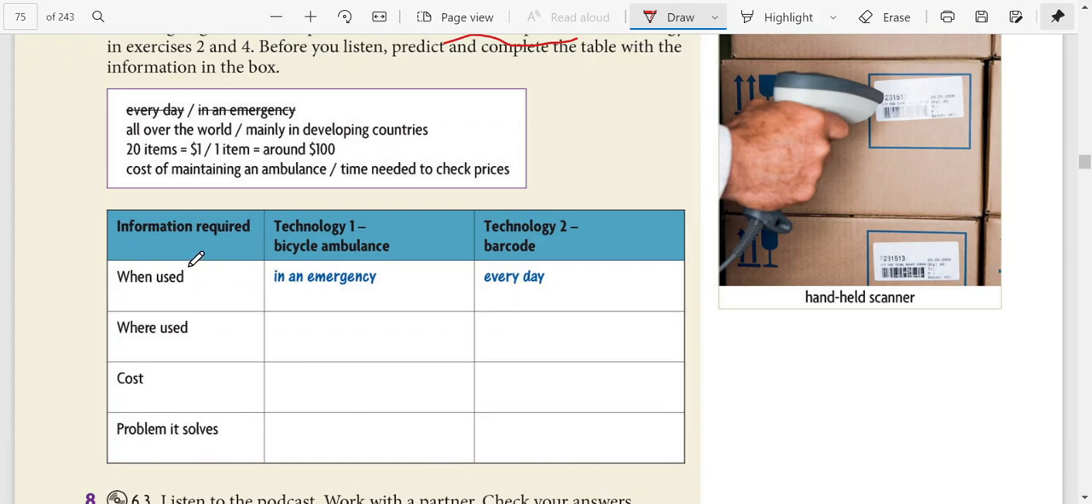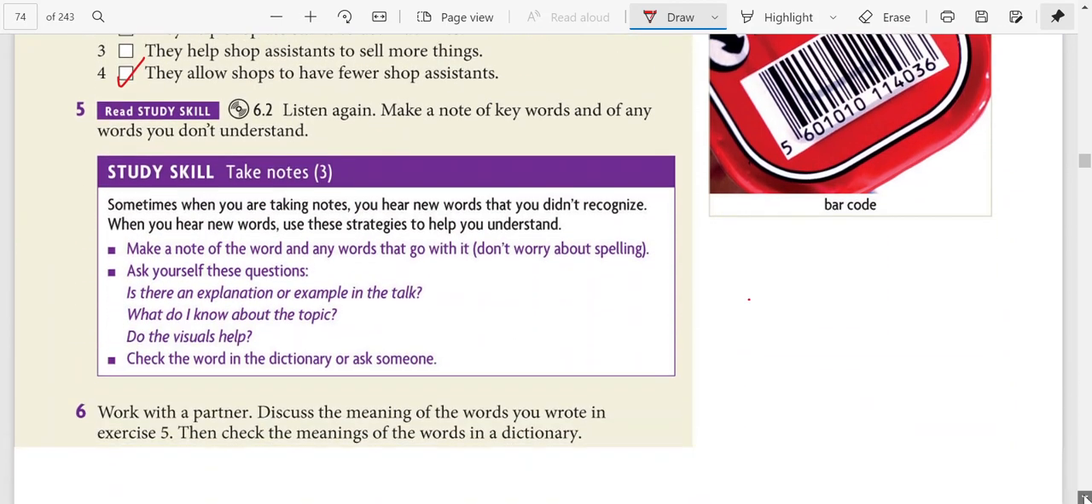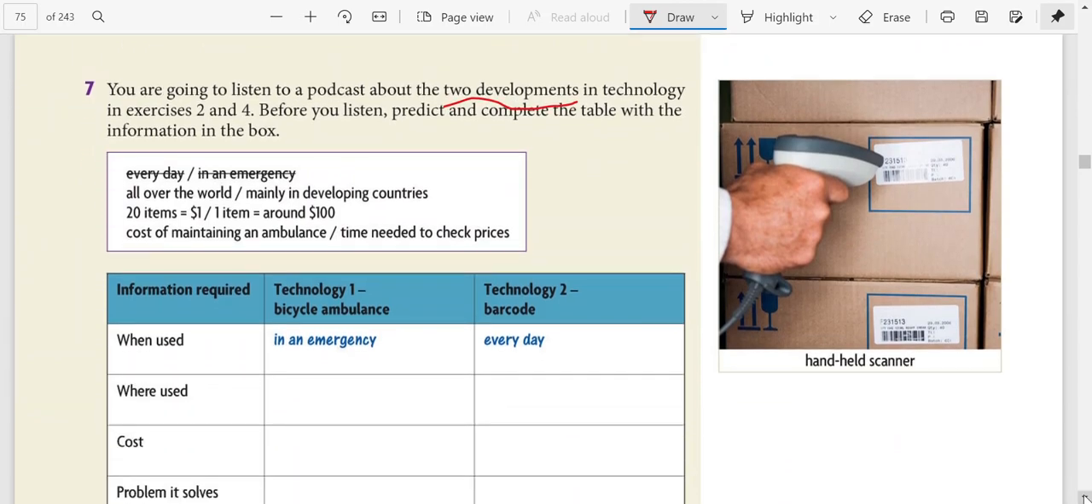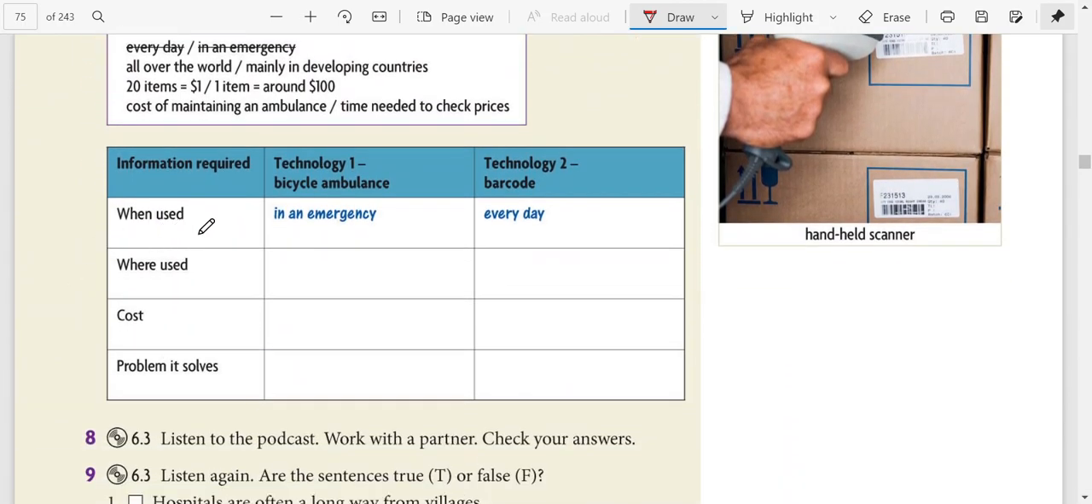Information required: we have when to use it, where to use it, cost, and the problem it solves. Technology number one, bicycle ambulance, and technology number two, barcode. Look at this, we mentioned both of them, barcode and bicycle ambulance. And right now we will compare them according to what? When to use it, where to use it, cost and the problem it solves.